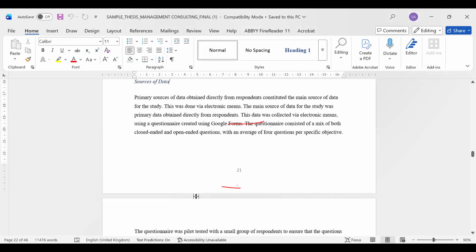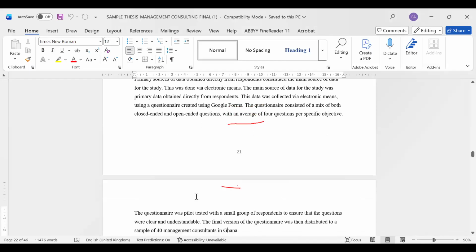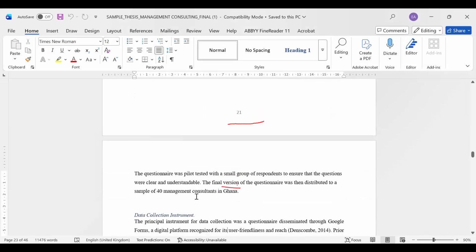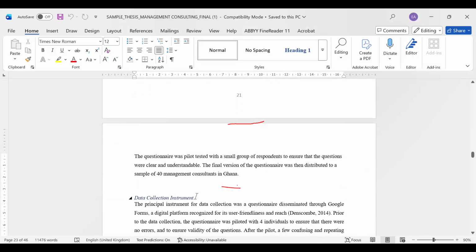Under your sources of data, you talk about whether you are using manual or electronic means. You talk about the types of questions you have. You talk about pilot testing if you did it.